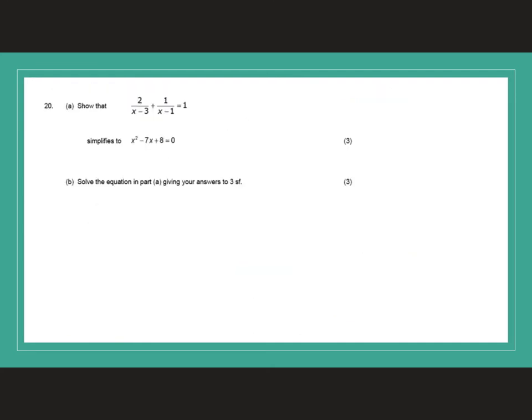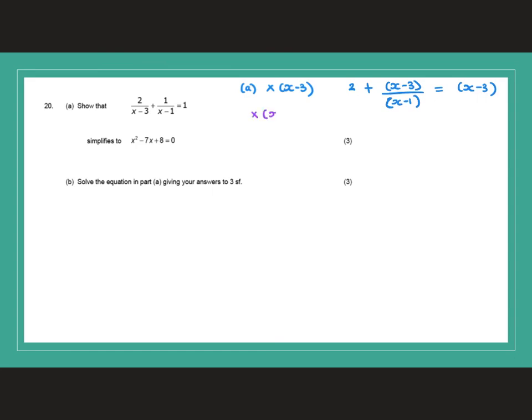Question 20. We have some work on algebraic fractions here. So, part A involves solving an equation. First thing I'm going to do is multiply all three parts of this by x minus 3. So the first fraction just becomes 2. The second fraction becomes x minus 3 over x minus 1. And then we have x minus 3 on the right-hand side as well. So all three parts have been multiplied by x minus 3.